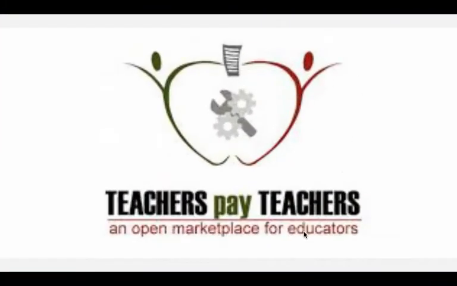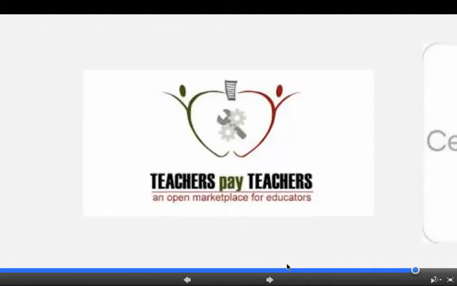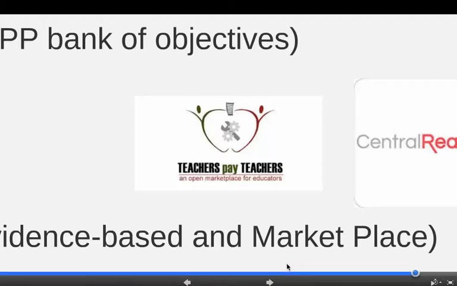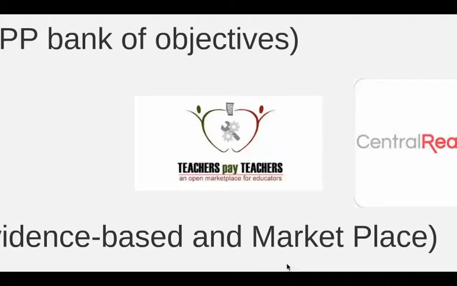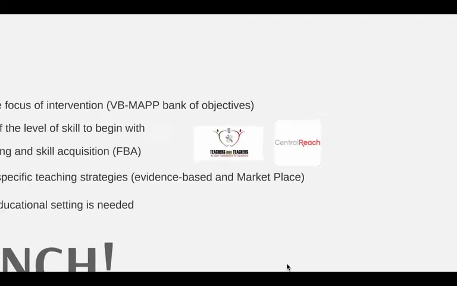The other thing I want to point out is another kind of marketplace, and it's called Teachers Pay Teachers. And this is an open marketplace for educators where they too make contributions in terms of programs and teaching methods and lesson plans, for example, that can be used by teachers, can be used by clinicians, can be used by registered behavior technicians for the purpose of teaching skills.